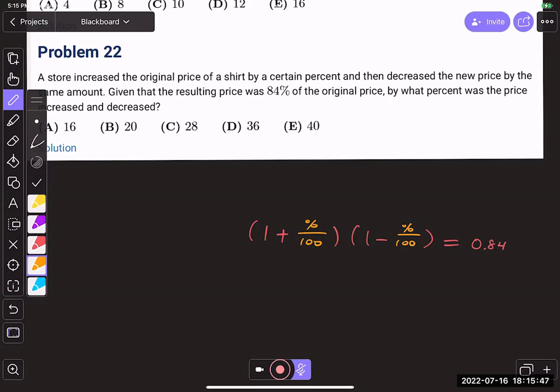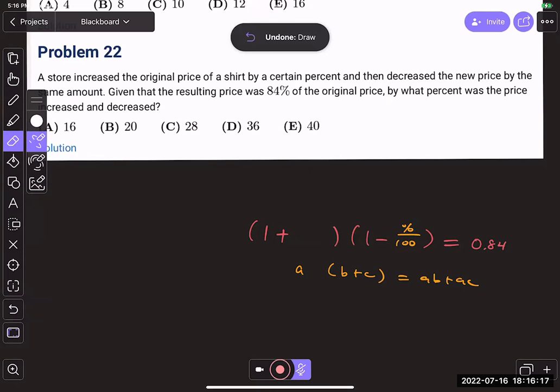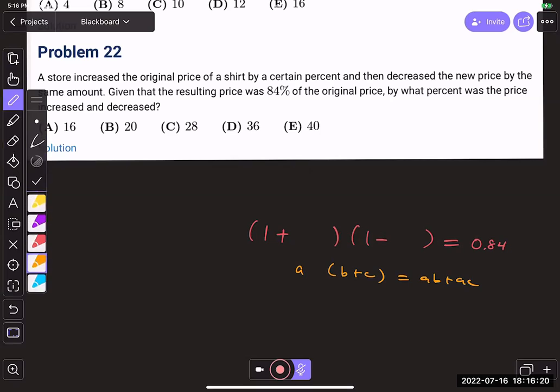How? What is that process called? Distributive property. Yeah, we can distribute things. The distributive property says A times (B plus C) is equal to AB plus AC. I know this looks a little more complex than that, but I promise if we just do it twice, we're going to get where we want to go. Let's call this percent over 100 a different number, maybe y. So 1 plus y times 1 minus y.